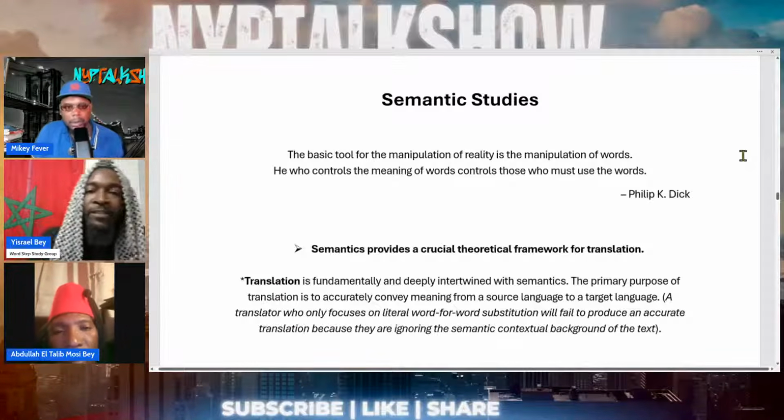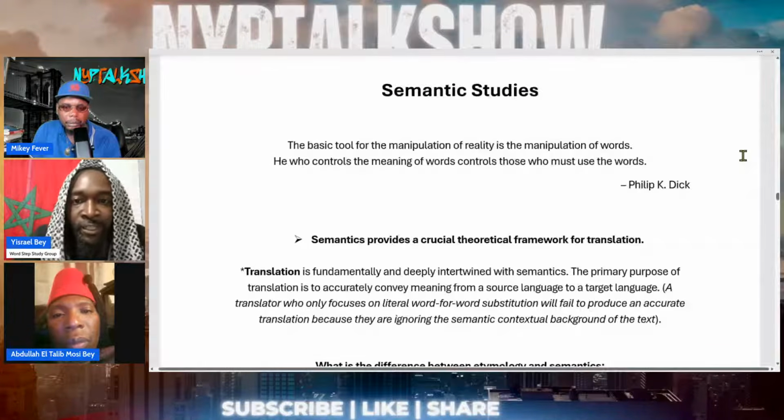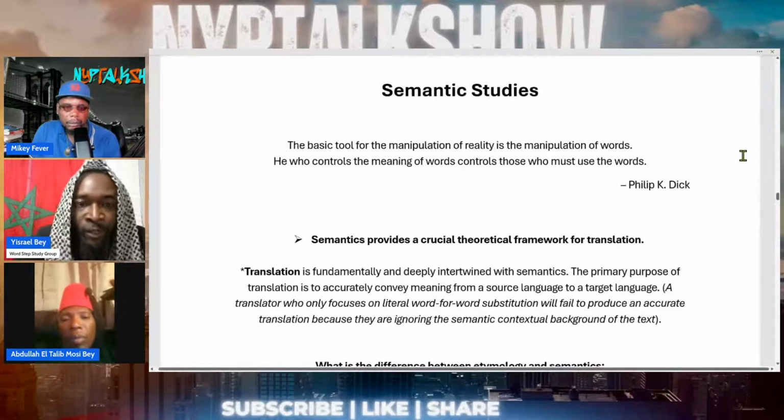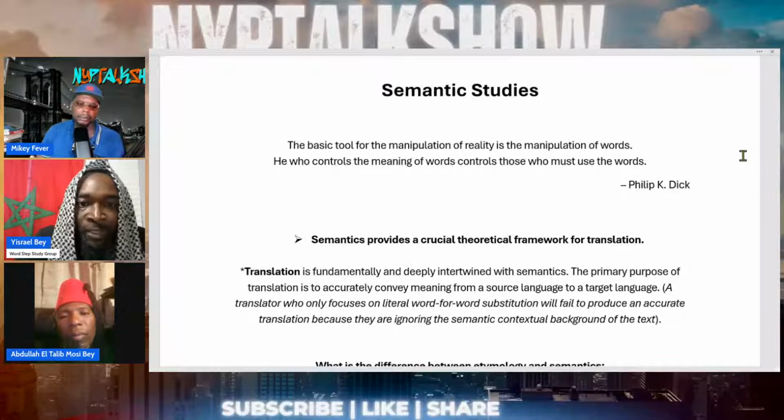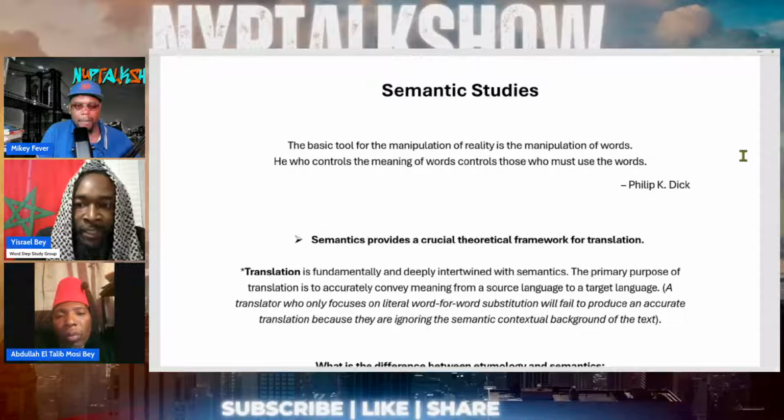Down into the semantic studies. Once again, the basic tool for the manipulation of reality is the manipulation of words. He who controls the meaning of words controls those who must use the words. Philip K. Dick.